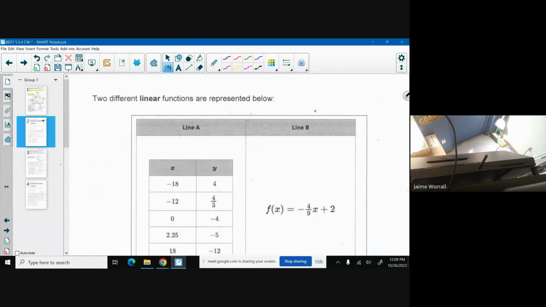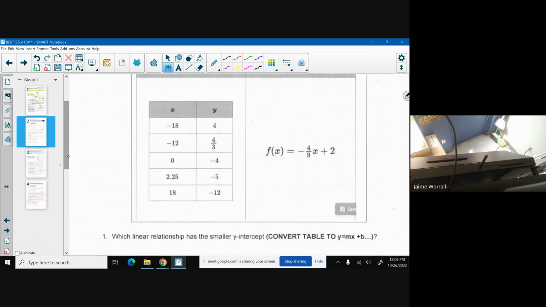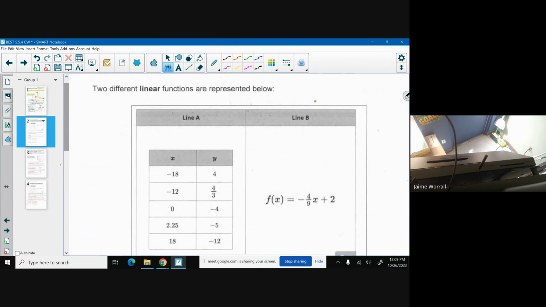So, in your best standards, you won't be given 2 lines, I promise you. You'll be given an equation and a table. So you're gonna have to do some converting. The question came up last period. You are being told that you have 2 different lines. They are linear functions. So line A, you're being given table format. Line B, you're being given an equation.